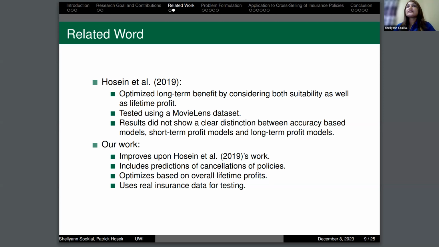Our work extends their work by first not only including a suitability model, but also by including a model to predict the probability of cancellations in the future. We also use a benefit-based approach, which optimizes based on overall lifetime profits, and we use real insurance data for testing.